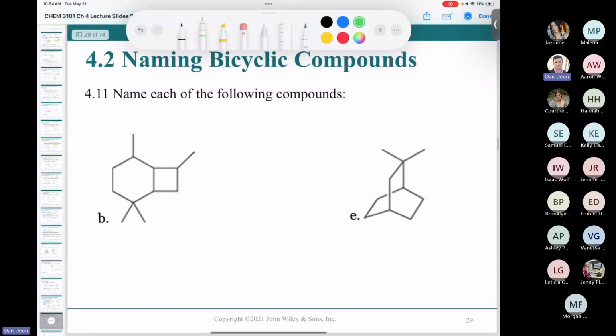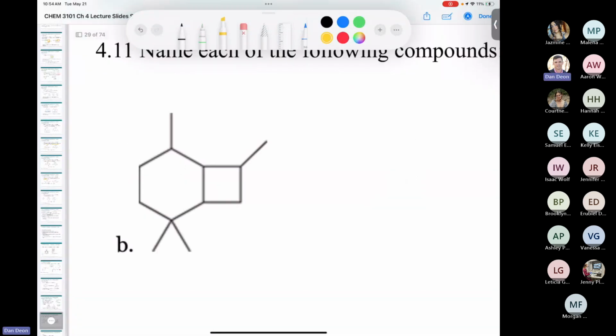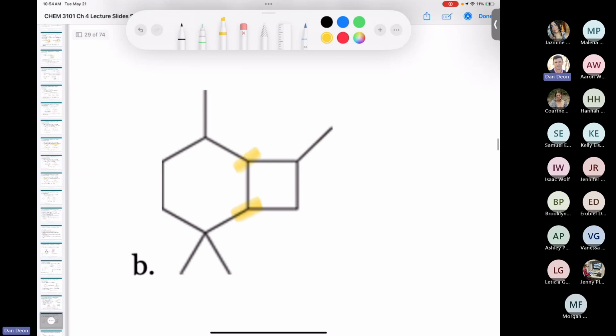So now, if we wanted to name these two compounds, I'll highlight my two bridgehead carbons. There's one here and one here. If I highlight this portion in yellow and this portion in green, which side should I number first, the yellow side or the green side? What was the rule? Think about all the rules we've learned. Do we go with the longest chain or the shortest chain? Exactly. I'm going to start numbering on the yellow side.